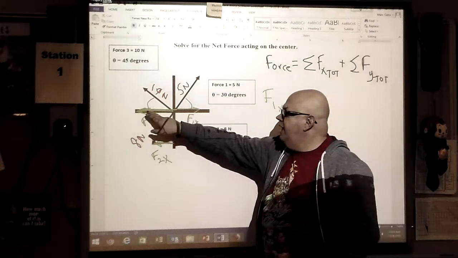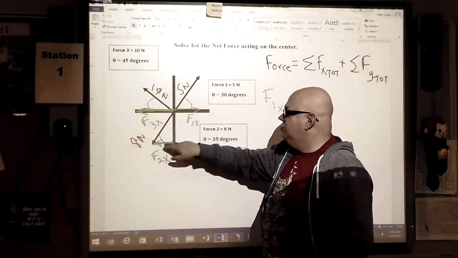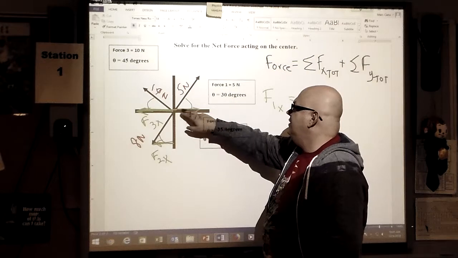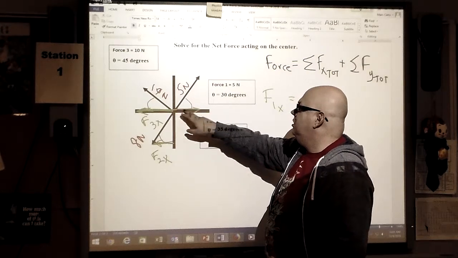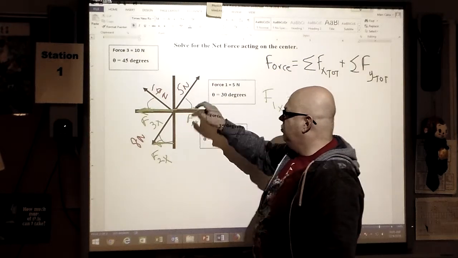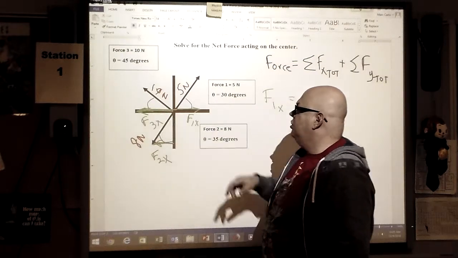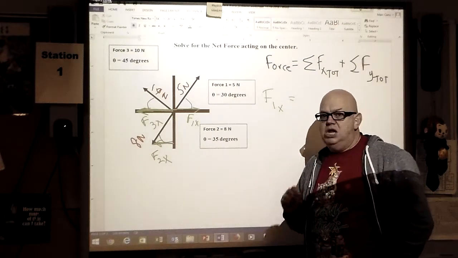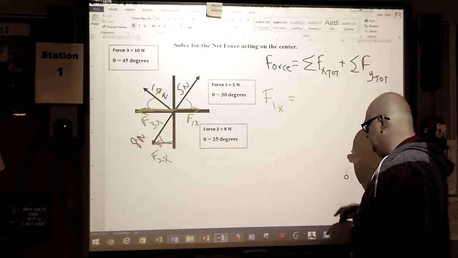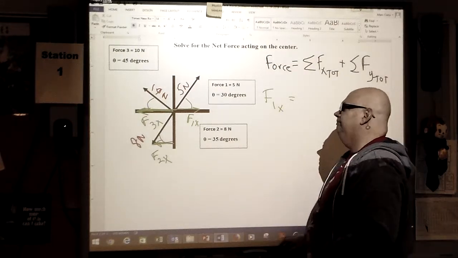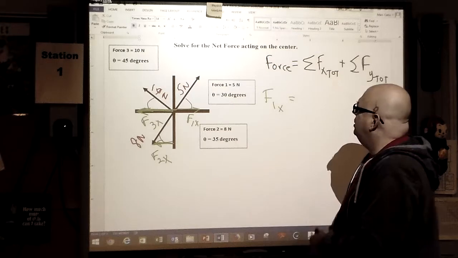So when we analyze where these x vectors are going, these forces in the x direction, you can see here F1 in the x going this way, F2 in the x going this way, F3 in the x going this way, and notice it's in green. I do that on purpose. So how can we determine that?